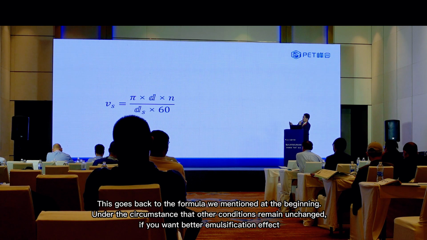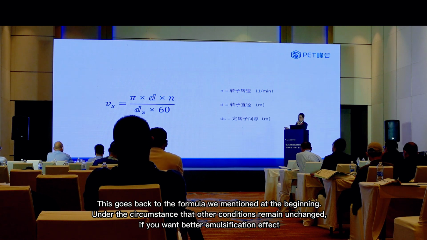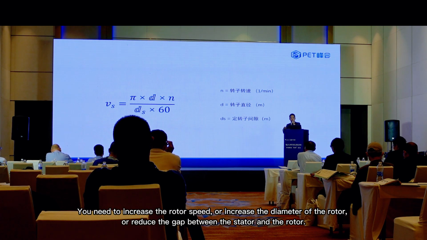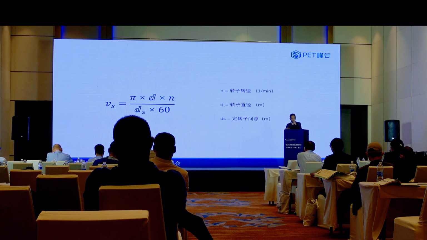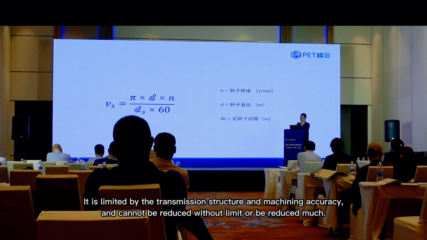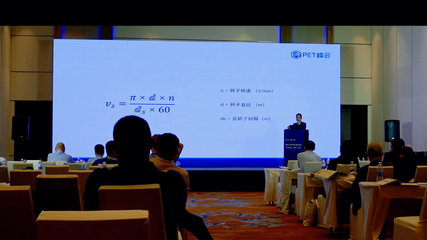This goes back to the formula we mentioned at the beginning. Under the circumstance that other conditions remain unchanged, if you want a better emulsification effect, you need to increase the rotor speed, or increase the diameter of the rotor, or reduce the gap between the stator and the rotor. It is obvious that the third condition has a limit. Reducing the gap between the stator and the rotor is limited by the transmission structure and machining accuracy, and cannot be reduced without limit or be reduced much.